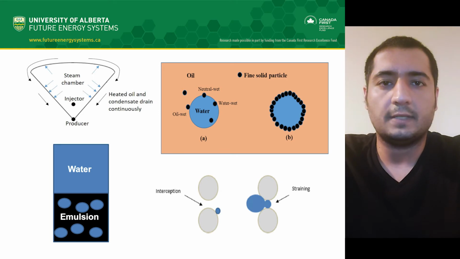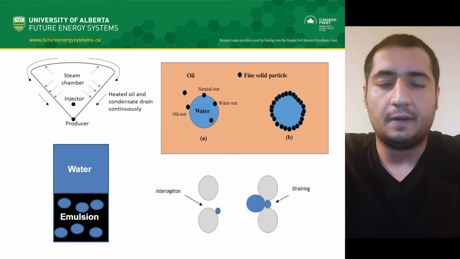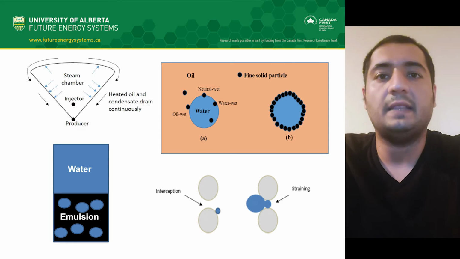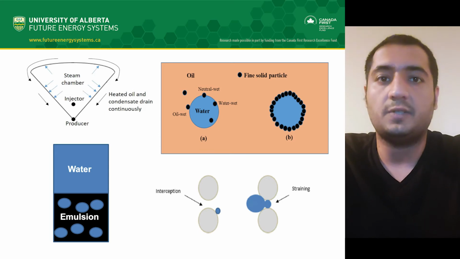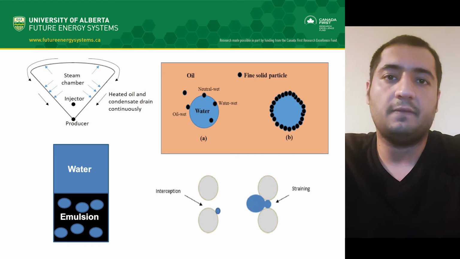But why is this important? This is important because the characteristics of emulsions are very different from the single phase fluid, and the way emulsion flows is also very different. This could lead to change in production with emulsion compared to the single phase production.